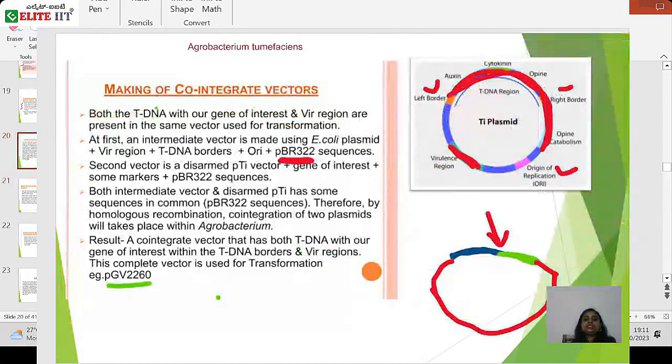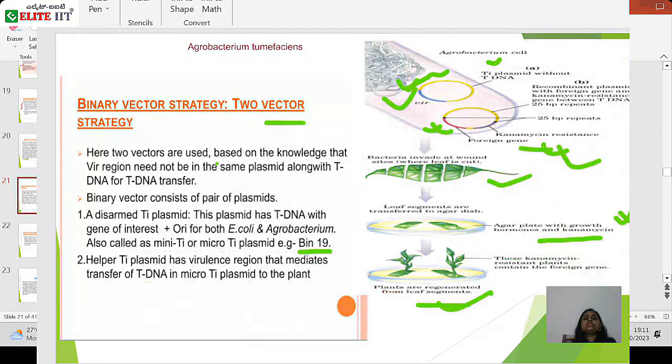So initially, in this case, from two plasmids, co-integrate vectors are produced by homologous recombination. Okay, that is used as the cloning vector. Whereas in this case, two separate vectors are used. In one vector, the V region is present. In another vector, the recombinant strand is present. That means the foreign gene is present along with the antibiotic resistance gene. Acha.